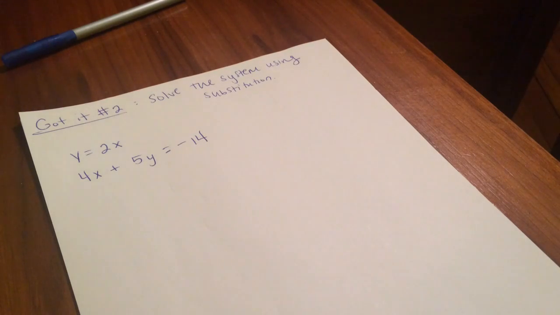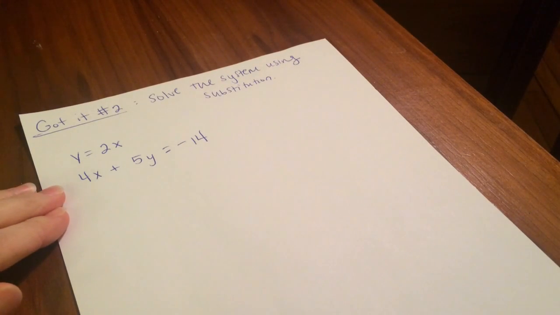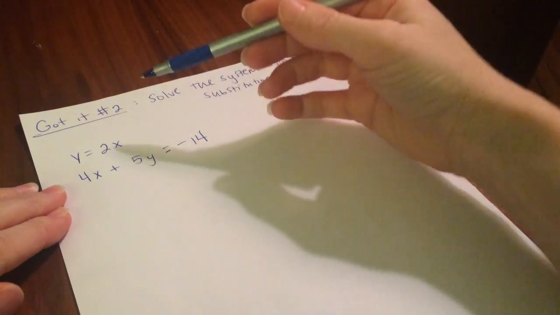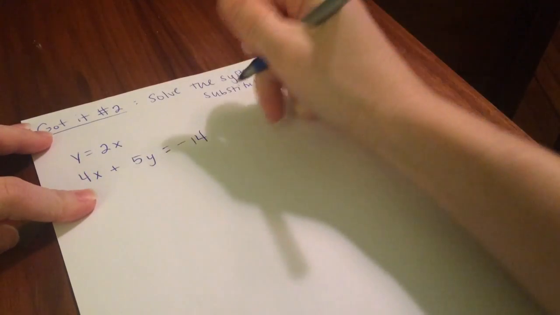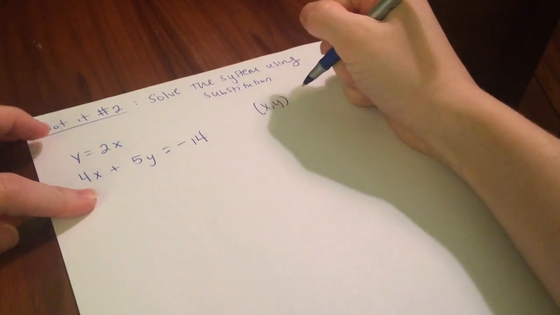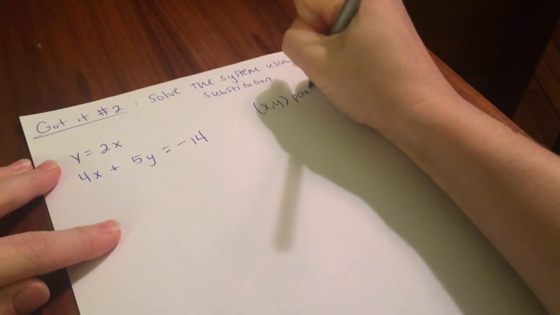This video is to show you the answer to the Got It number 2 on lesson 6.4, solving systems of equations using substitution. Remember, the whole point of solving a system of equations is to figure out the value of the variables in the system. And in this case, we have two types of variables. We have y's and we have x's. So we need to get the value of the x and the y. It's going to be the point of intersection.